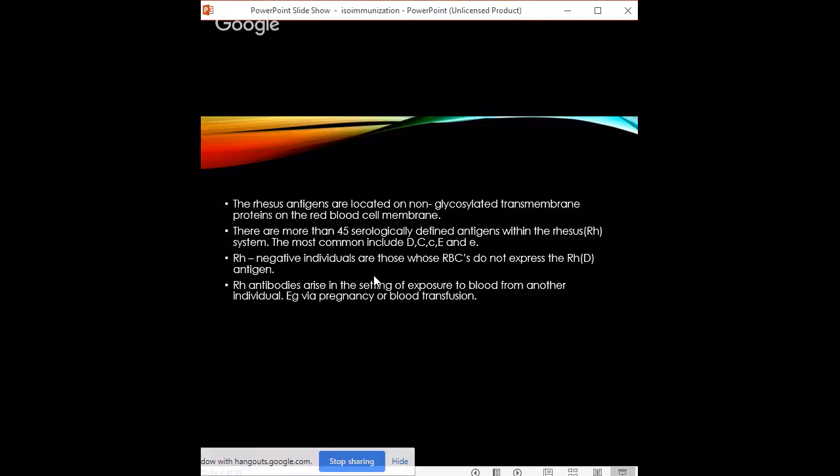Rhesus negative individuals are those whose red blood cells do not express the D antigen. And I'm sure everyone may have noticed on the slide that there is no small d, and that is because there isn't a small d antigen. Small d is used to denote the absence of the D antigen. And then Rhesus antibodies arise in the setting of exposure to blood from another individual.